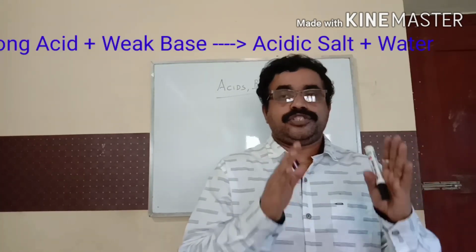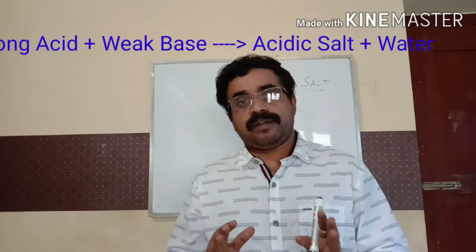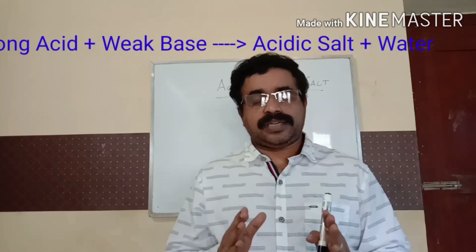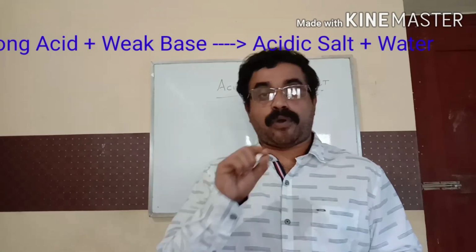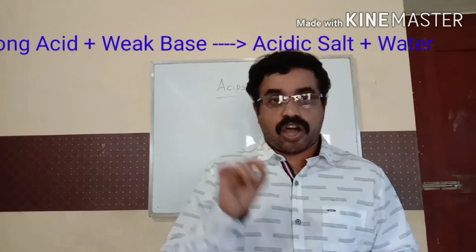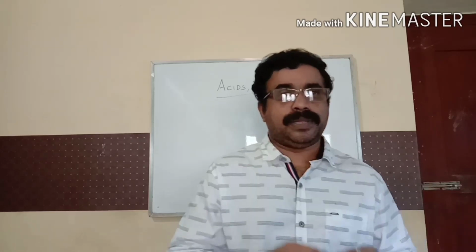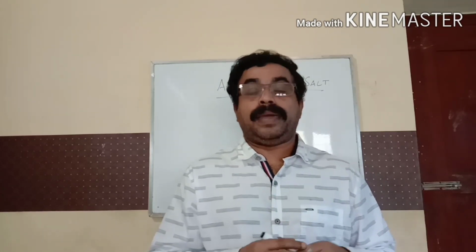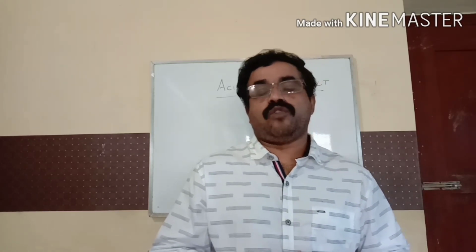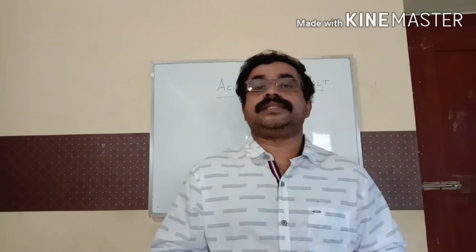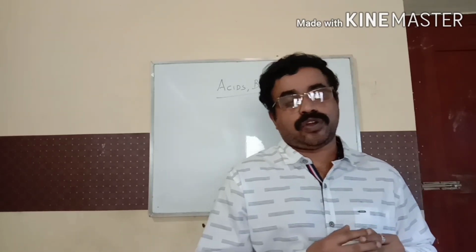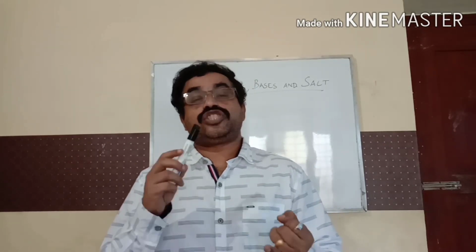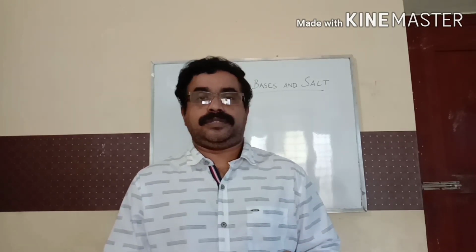Now, when a strong acid reacts with a weak base, we get acidic salt and water. For example, hydrochloric acid, which is a strong acid, reacts with a weak base like magnesium hydroxide to form magnesium chloride plus water. So magnesium chloride is an acidic salt. Why? Because a strong acid is reacting with a weak base.